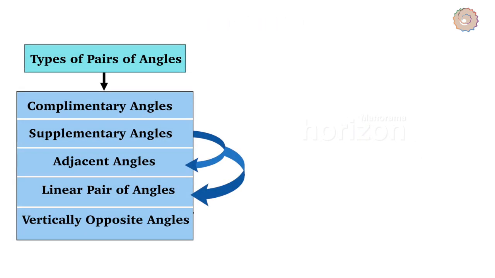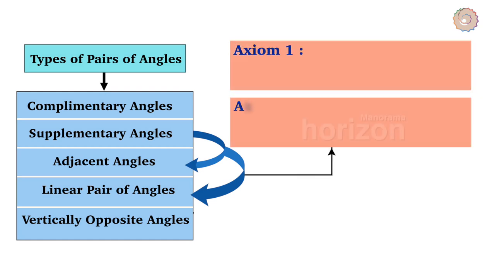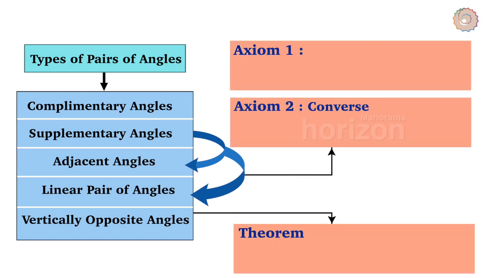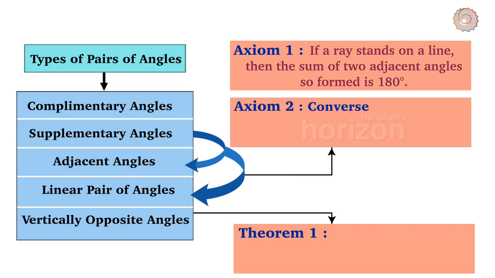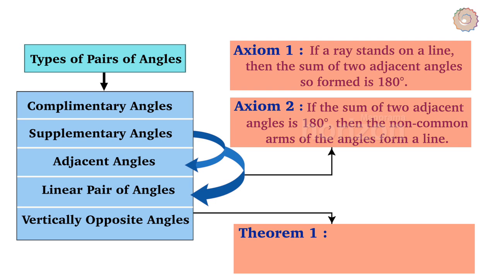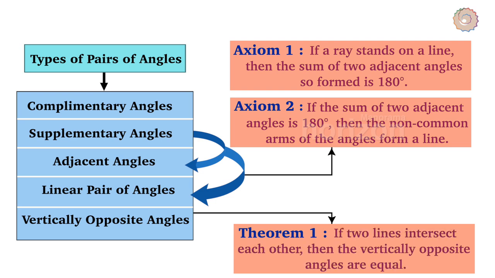So, we can conclude that from the types of angles, we have found an axiom with its converse and a theorem. The axiom is, if a ray stands on a line, then the sum of two adjacent angles so formed is 180 degrees. Its converse is, if the sum of two adjacent angles is 180 degrees, then the non-common arms of the angles form a line. And the theorem is, if two lines intersect each other, then the vertically opposite angles are equal.